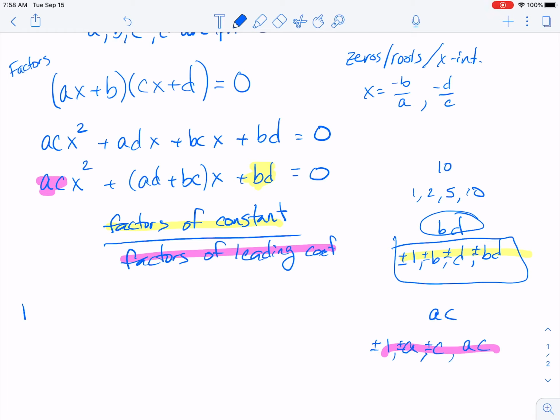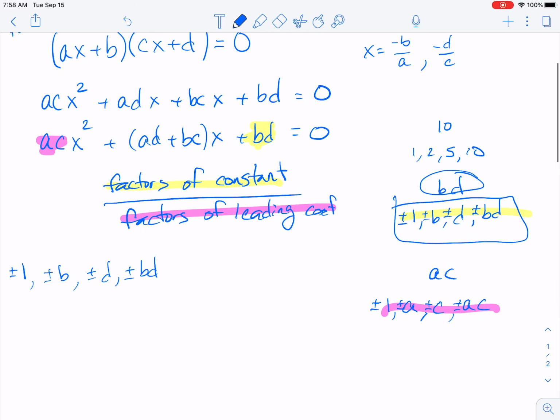Because I could have a negative a times a negative c, that would give me that positive ac. So I can have plus or minus 1 divided by 1, plus or minus b divided by 1, plus or minus d divided by 1, and plus or minus bd divided by 1. Then there's more. I can have plus or minus 1 over a, and plus or minus b over a.